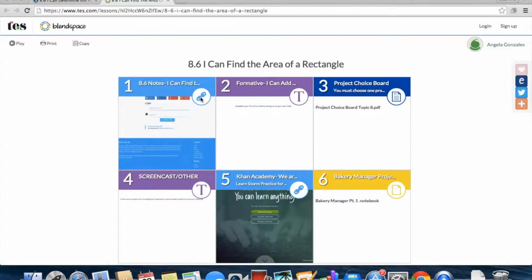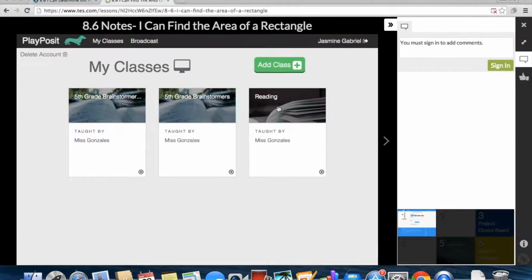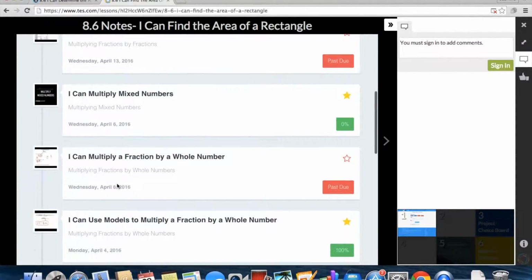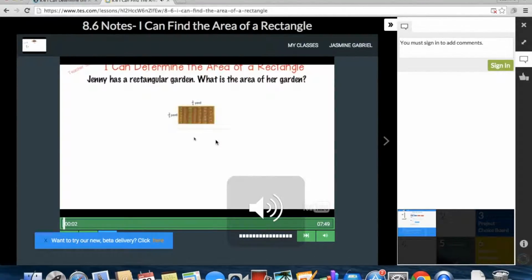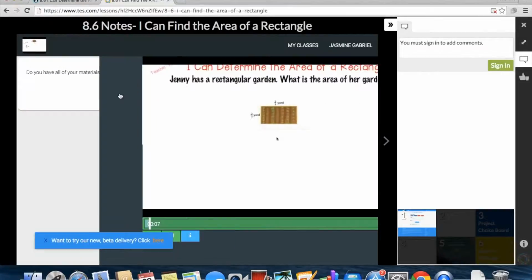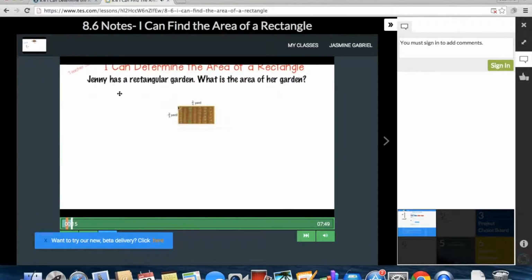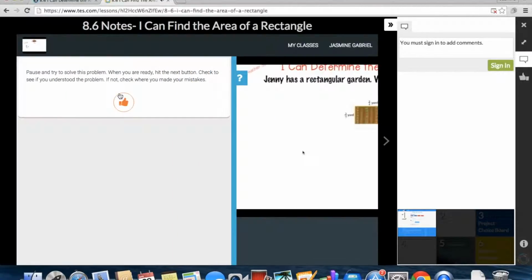First I'm going into Schoology in order to go into Blend Space in order to go to Play Post-it, which is where I take my notes. Right now I opened up my notes and Miss Gonzalez is now speaking and telling me what I need to do in order to find the area of a rectangle, which is basically multiplying fractions by a fraction.